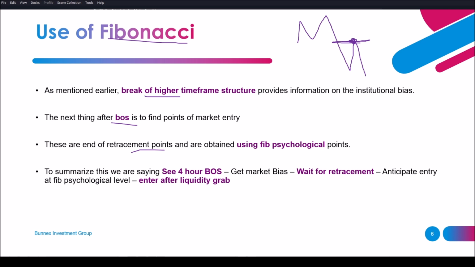So to summarize everything we've just said: 1, 2, see the H4 time frame break of structure and get market bias. Are we going up or down? 3, wait for retracement. 4, anticipate entry at the Fib level, the psychological level. And 5, enter only after a liquidity grab or a purge, which I'll explain shortly.